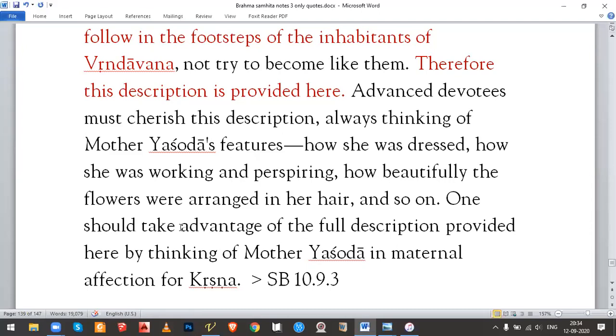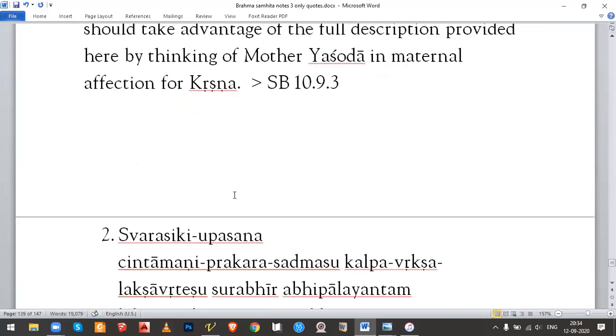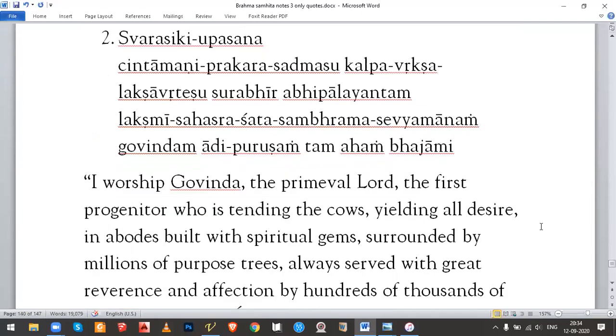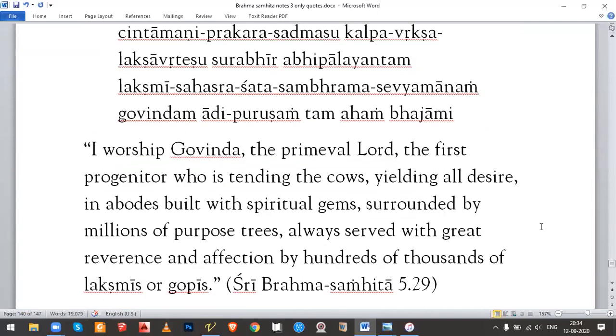Okay, let me see. Now, Srila Jiva Goswami gives another example of Swarasiki Upasana, again from Brahma-samhita. Chintamani prakara sadma sukalpa vriksha lakshavriteshu surabhir abhipalayantam lakshmi sahasra shata sambrahma sevyamanam govindam adipurusham tamaham bhajami. Now see the translation. I worship Govinda, the primeval Lord, the first progenitor, who is tending the cows, yielding all desire, in abodes built with spiritual gems, surrounded by millions of purpose trees, always served with great reverence and affection by hundreds of thousands of Lakshmis or gopis.